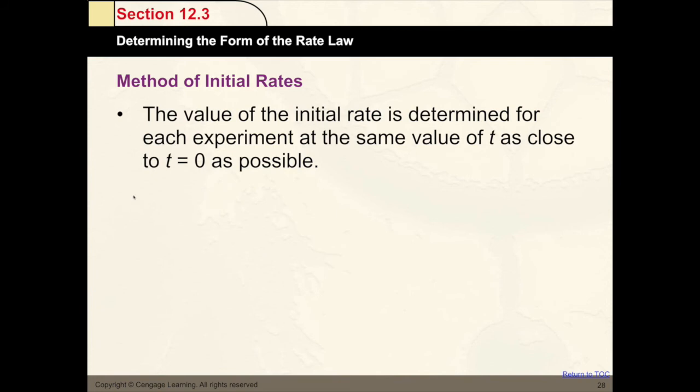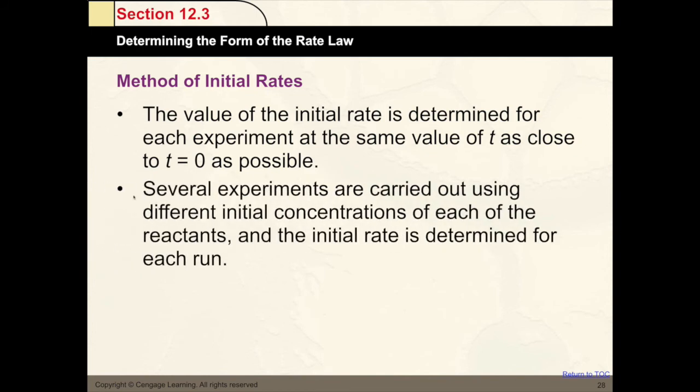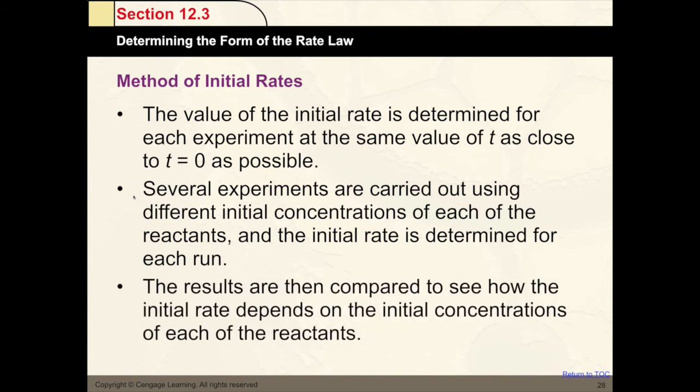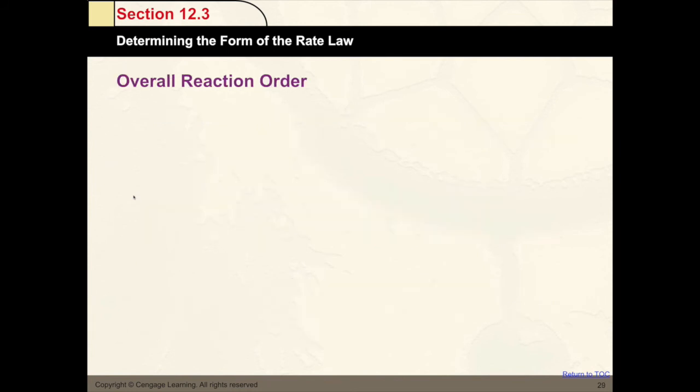And they always start a reaction at T equals 0, or as close to T equals 0 as possible, to get the best data. And they'll do this several times, using many different concentrations of each to get a really broad range of data. And then the results are compared to one another and calculated. And that's our kind of goal tomorrow. This is just giving you a little bit of prior knowledge.